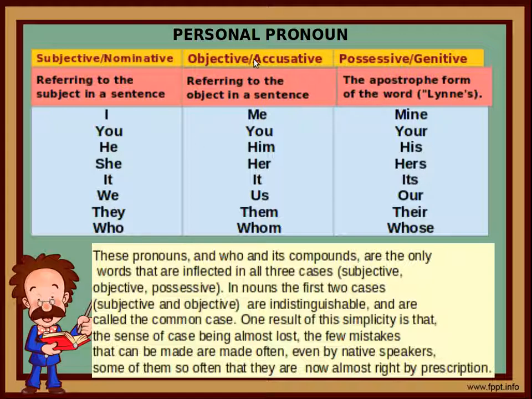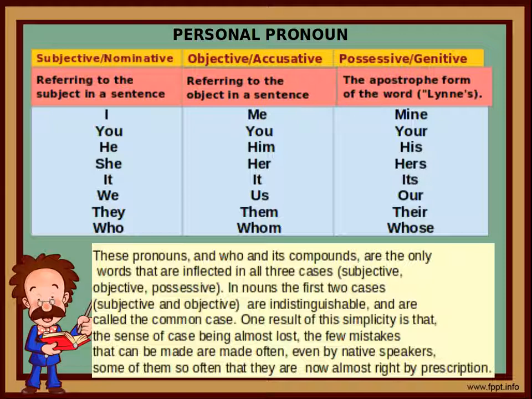Objective, accusative, referring to the object in a sentence: me, you, him, her, it, us, them, whom. Possessive, genitive, the apostrophe form of the word: mine, yours, his, hers, its, ours, theirs, whose. The personal pronouns and who are the only words that are inflected in all 3 cases: subjective, objective, possessive.